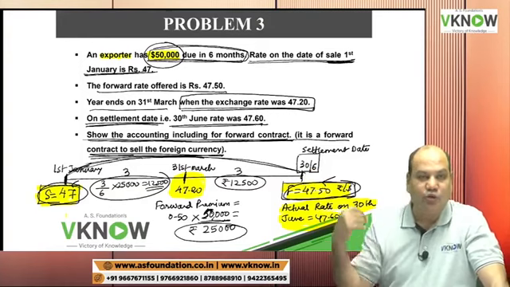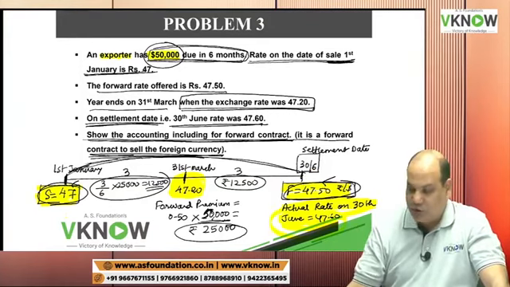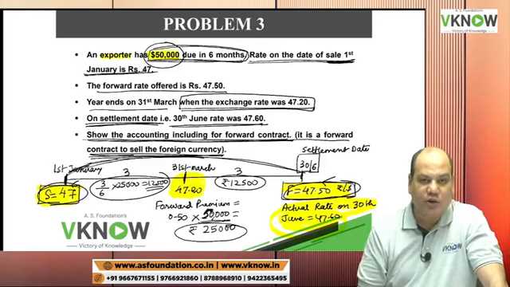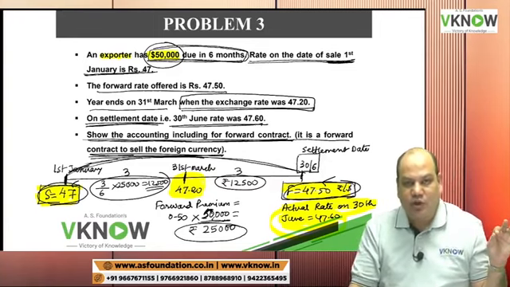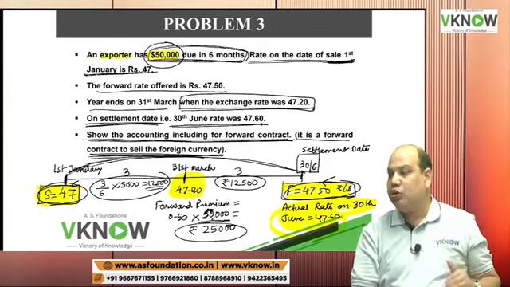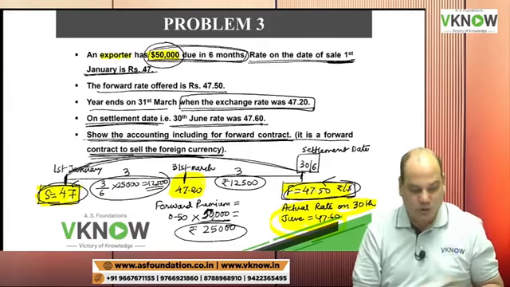And when the debtor makes the payment on 30th June, you are going to receive the amount paid by debtors, $50,000 into 47.60. Is it right? So that is why you are given the exchange rate on 31st March also and 30th June, because we have to simultaneously apply AS 11 in my books of account.